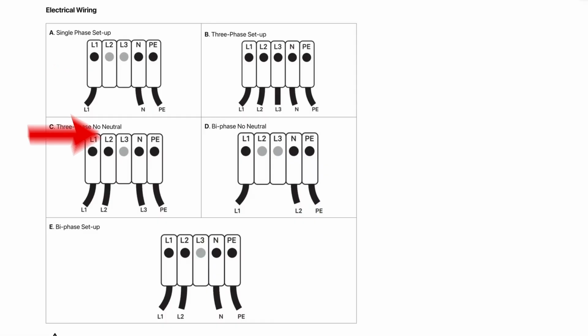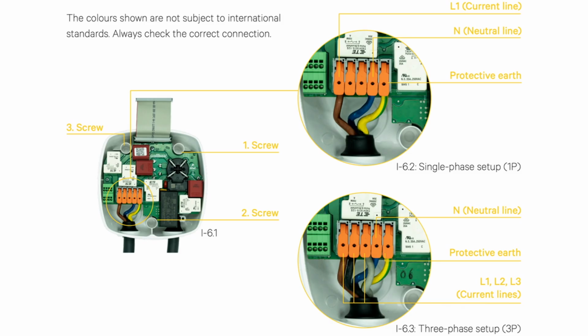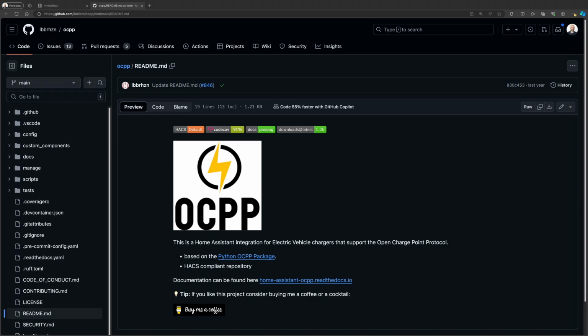So I can now power the wallbox by 1 phase, 2 phases, or 3 phases. All the configurations are supported by the wallbox. Next, I need to be able to set the charging current, and I have 2 ways to do that. The wallbox supports OCPP protocol, and there is an OCPP integration for Home Assistant, so that I can use that.